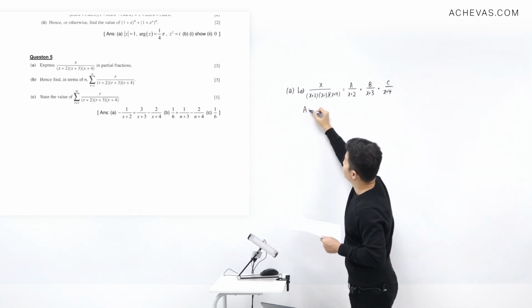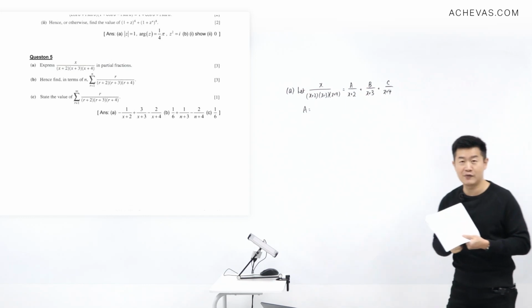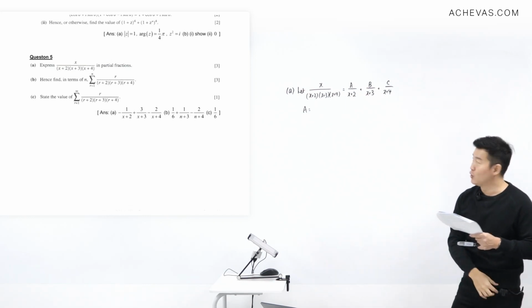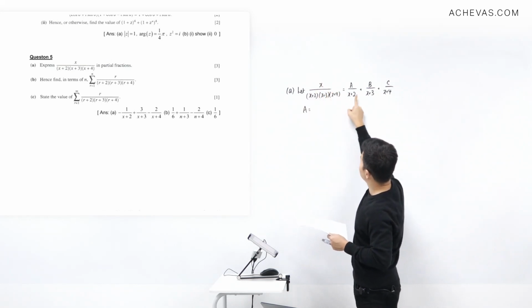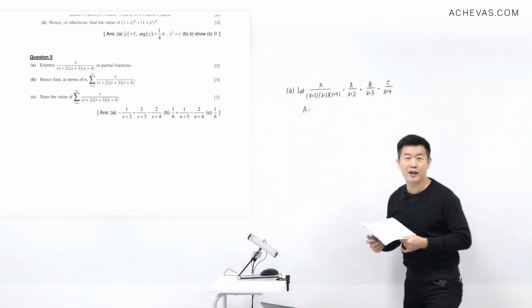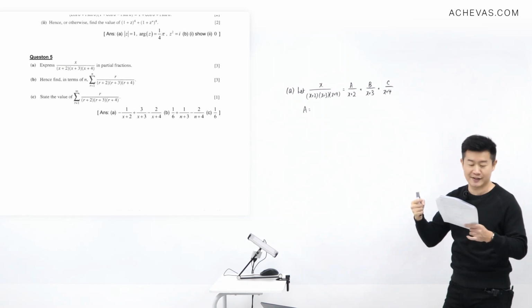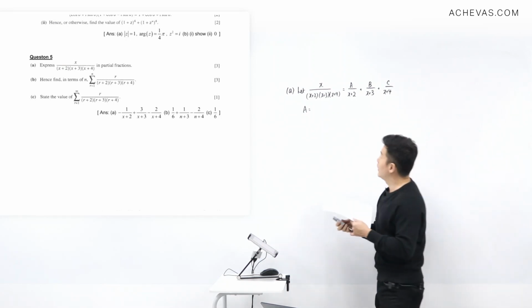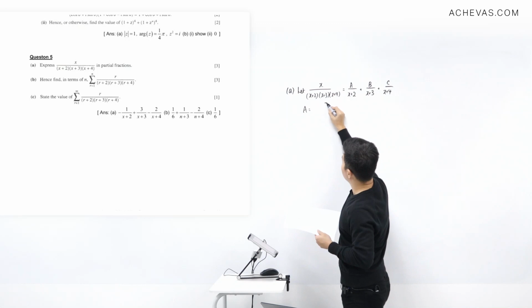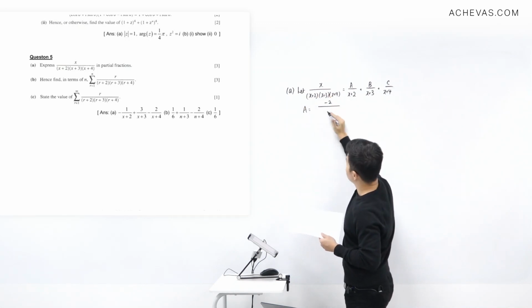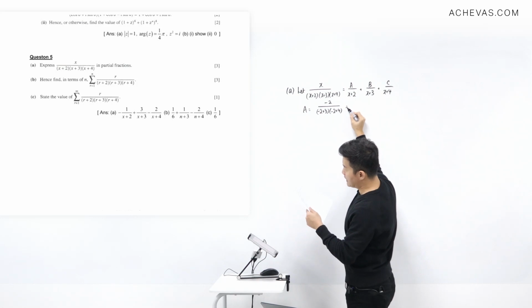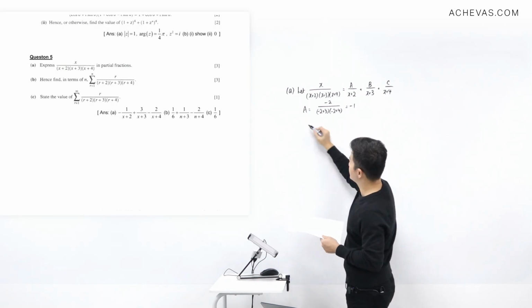In order for us to find a, we are going to make use of the cover-up rule that we have been discussing. To apply the cover-up rule, we are going to cover up x plus 2, and I'll let the rest of the x here be the value of x that causes the denominator of a to be equal to 0, and that is when x is equal to minus 2. So a is going to be equal to minus 2, divided by, covering up this and focusing on the other two expressions, minus 2 plus 3, and here minus 2 plus 4. This gives me a equal to minus 1.